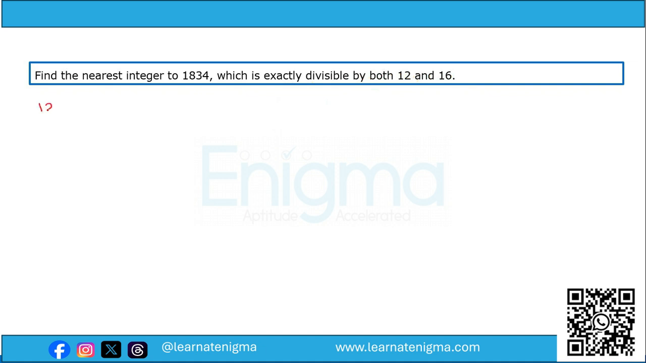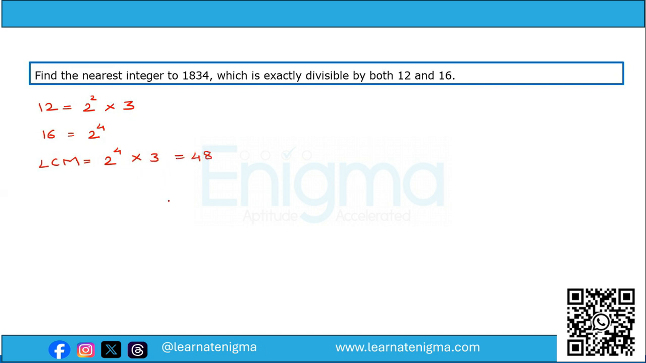Now, 12 is equal to 2 squared into 3, and 16 is equal to 2 raised to 4. So the LCM is 2 raised to 4 into 3. That is 16 threes are 48.